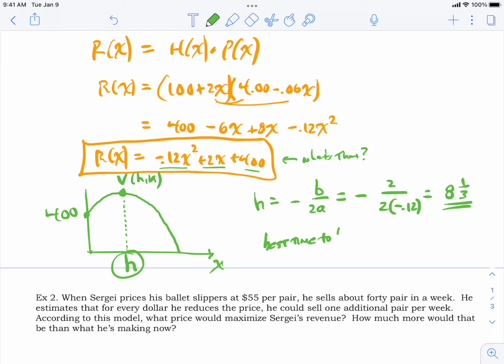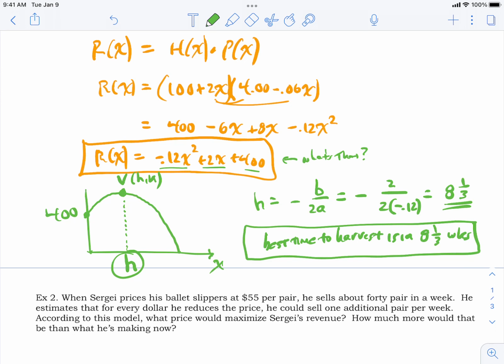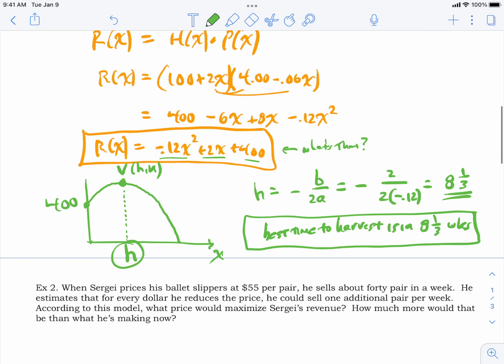Best time to harvest is in 8 1/3 weeks. There's the answer to our problem. Now, if you wanted to, you could figure out what is going to be our revenue at that time anyway. Just take that 8 1/3, plug them in here.